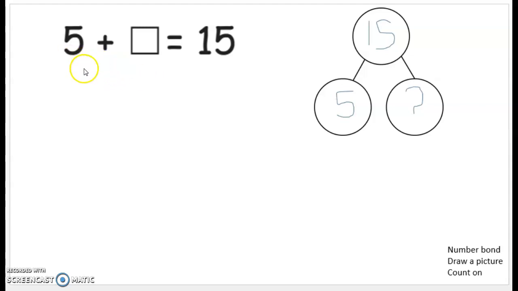So one thing we could do is start at 5 and count up to 15. Okay, and that may take a minute. We could take 15 and subtract 5. What we've been doing recently with the kids is using those quick tens. Okay, so let's try counting on first.